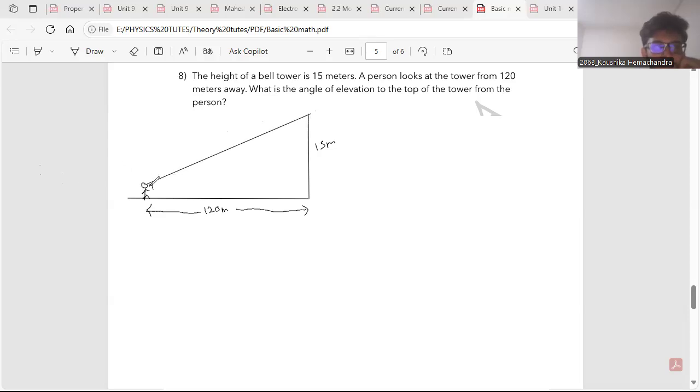Right? Then there's a small height here also, no? Then the angle of elevation is difficult to find.